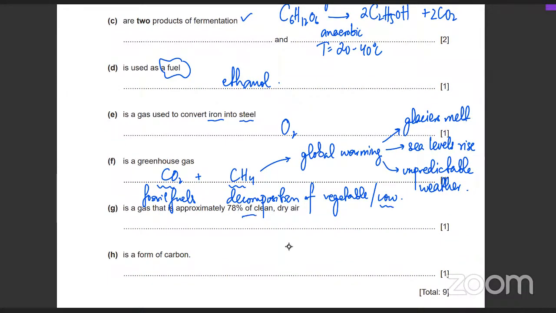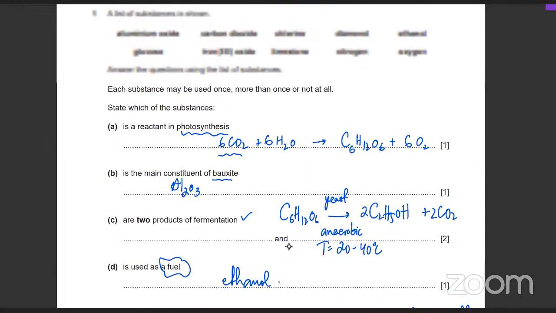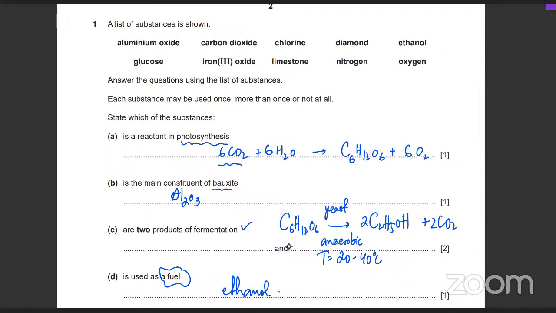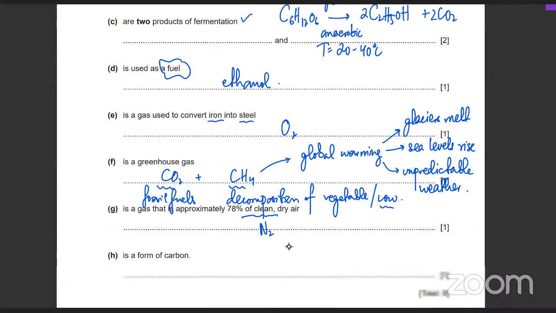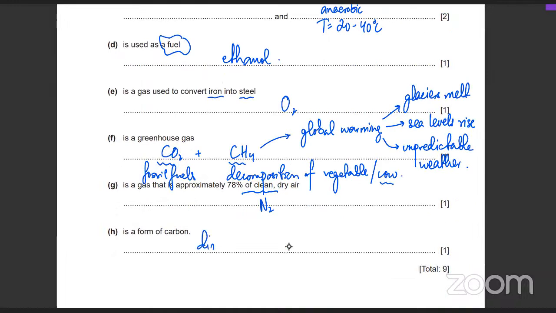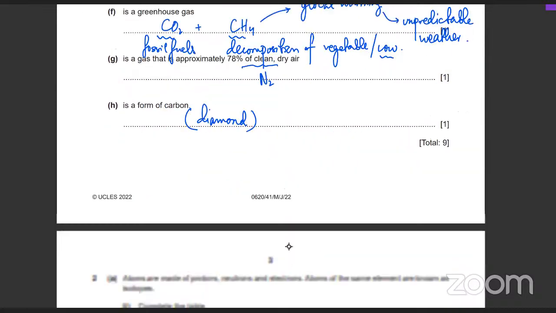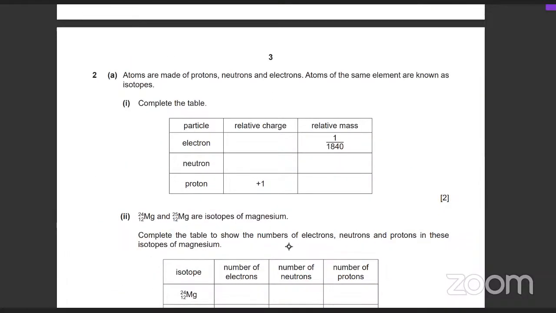78% of clean dry air, what is that? Nitrogen. Okay, that's N2 gas. Which one is a form of carbon? Diamond. Okay, diamond is a form of carbon. What are other forms of carbon? Graphite. Yes, graphite is a form of carbon.